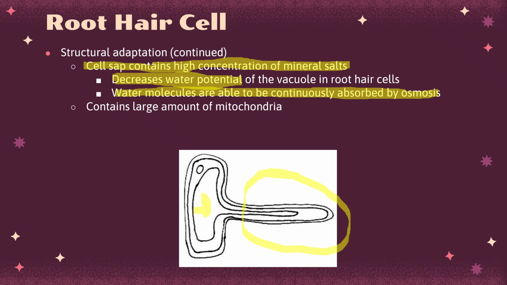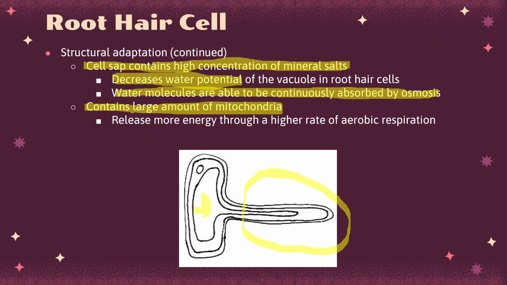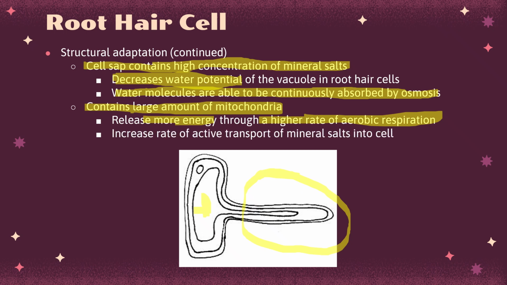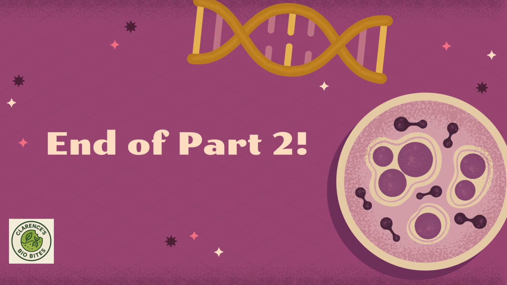And the third and final one is that a root hair cell also contains a lot of mitochondria, because a lot of energy is needed through respiration to absorb mineral salts. This absorption of mineral salts using energy is known as active transport, which you will also learn in chapter 3. Okay, so these are the 3 adaptations of a root hair cell, and this is actually the last slide. And with this is the end of part 2, and actually the end of chapter 1.